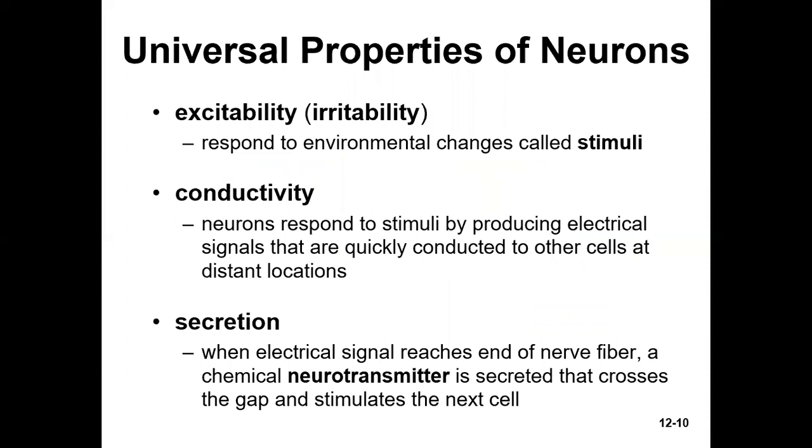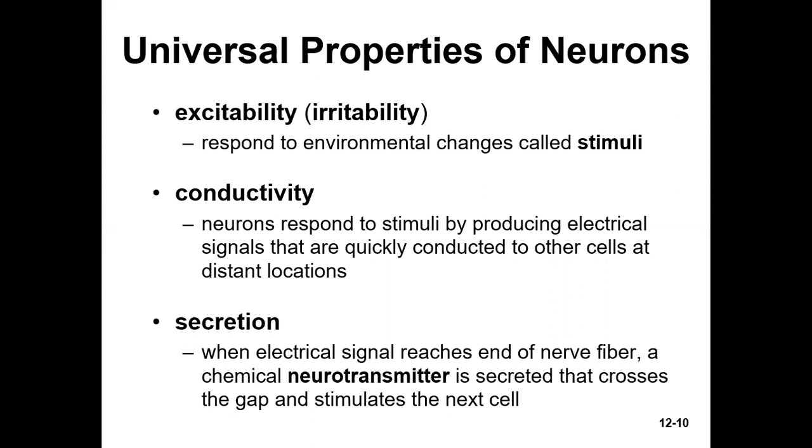When we talk about neurons, we have to talk about excitability or irritability. A neuron has to be able to respond to environmental changes, that is what we're calling a stimuli. It has to be able to conduct electricity, like we learned about previously about action potentials and thresholds and all of the things that happen across the plasma membrane to instate that polarity difference from one side of the cell membrane to the other.